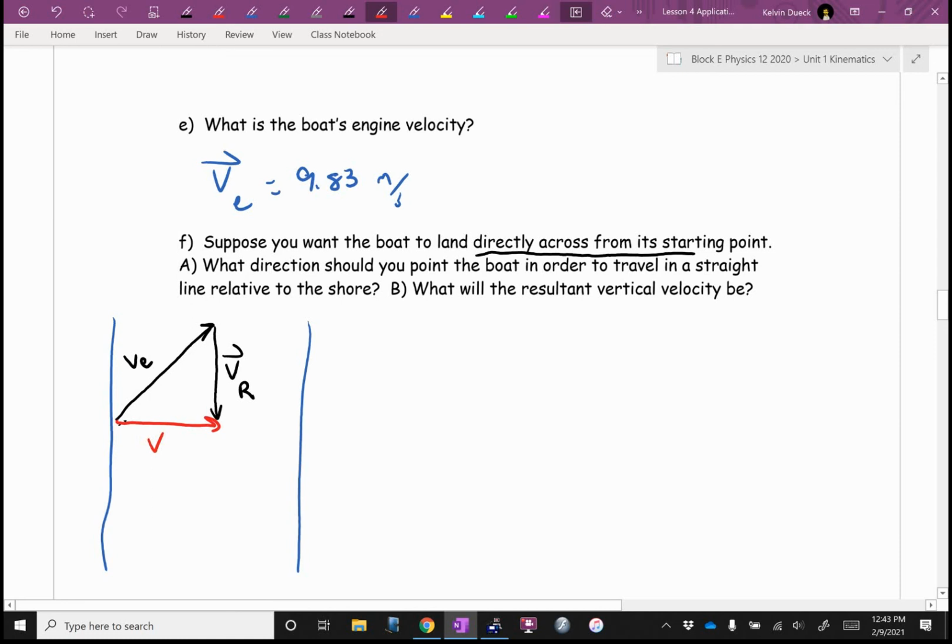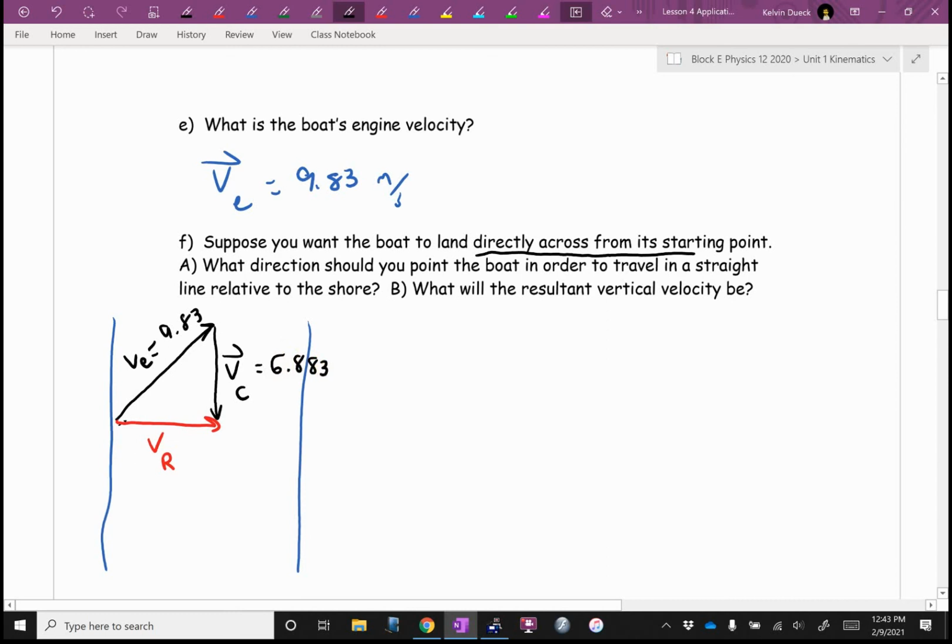Now I'm using VR for river, and I'm going to change my notation. I'm going to call this V current, and I'll call this one V resultant. Bad notation on my part. And you'll notice this time I'm not finding a hypotenuse. I'm finding a side. But I do know each of these. This was 9.83, and this was 6. What was the current? 6 point something, I think. 6.883.